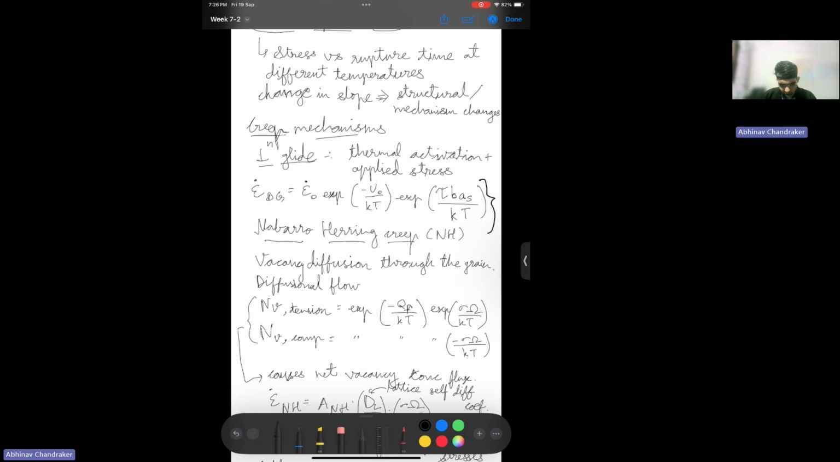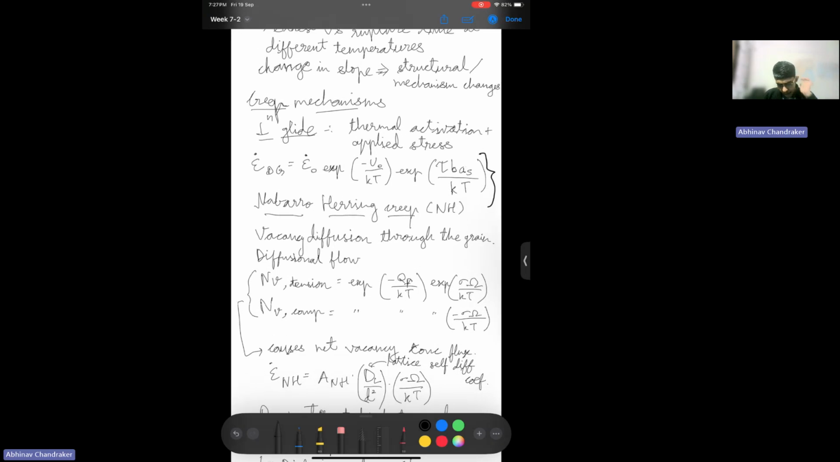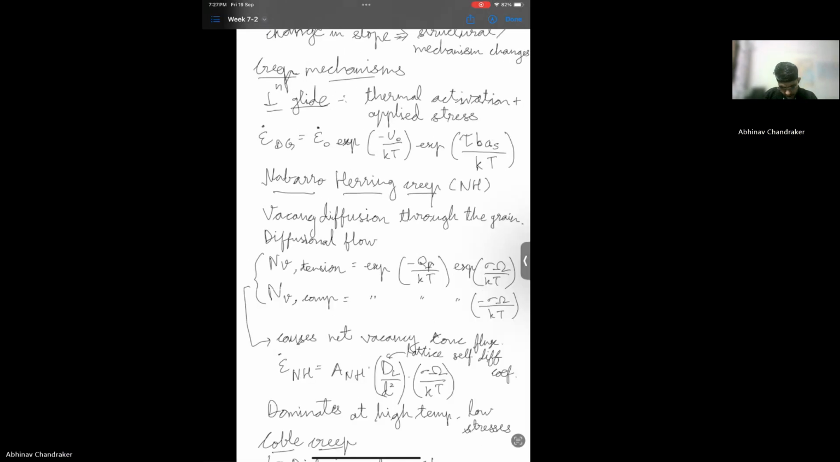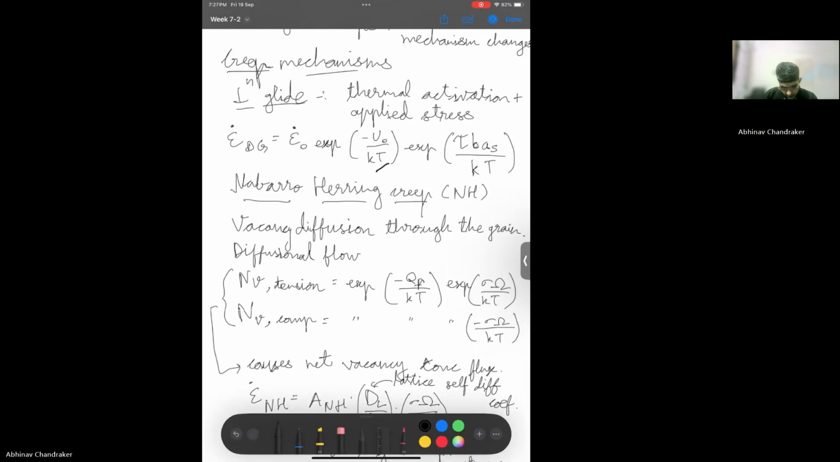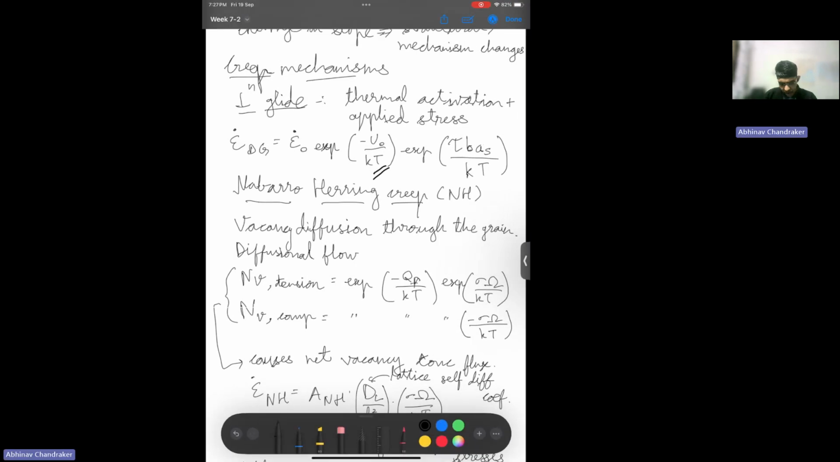Here U naught is the total activation energy for the glide to occur. That is one atomic bond switching to occur, and tau is the shear stress applied. And you have some dependence on the temperature. So this temperature dependence is associated with the thermal activation actually.